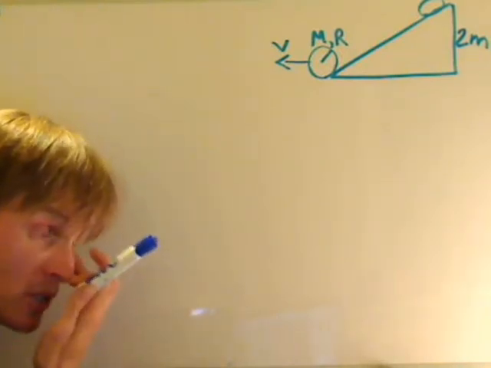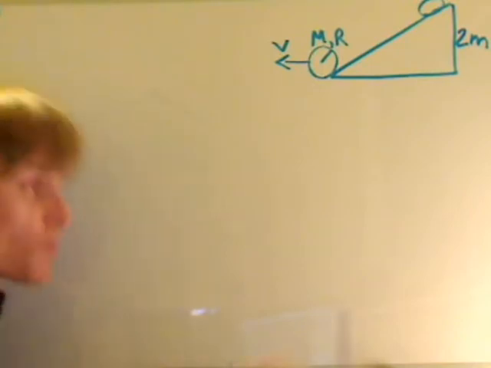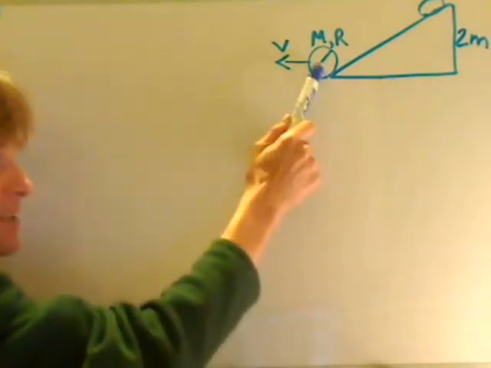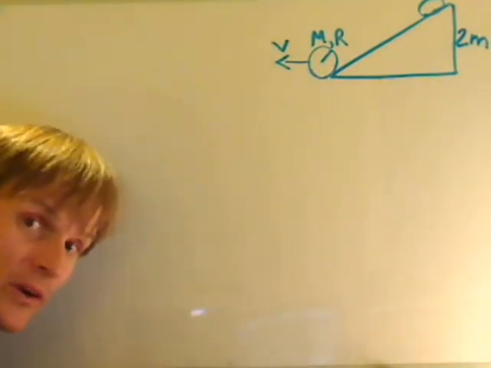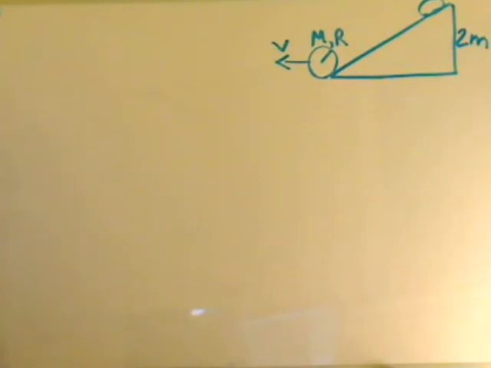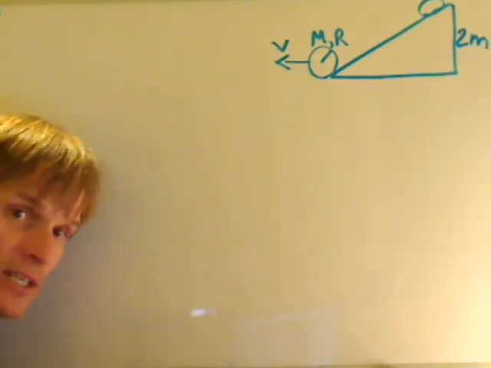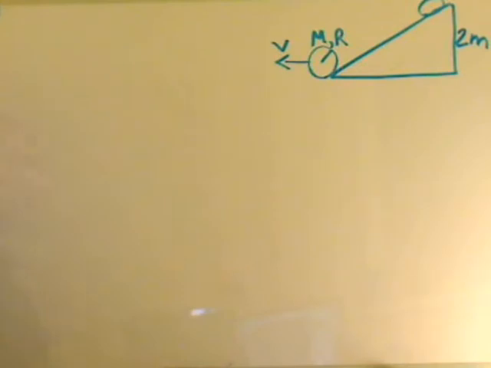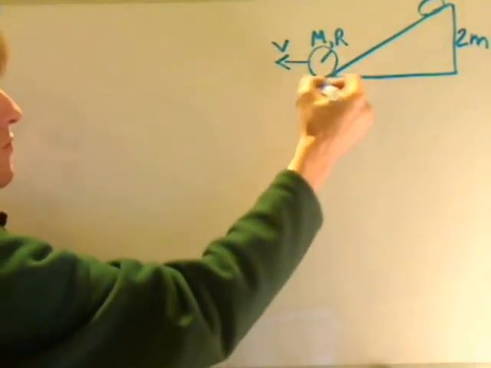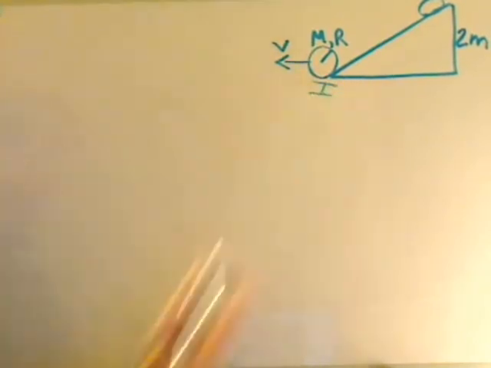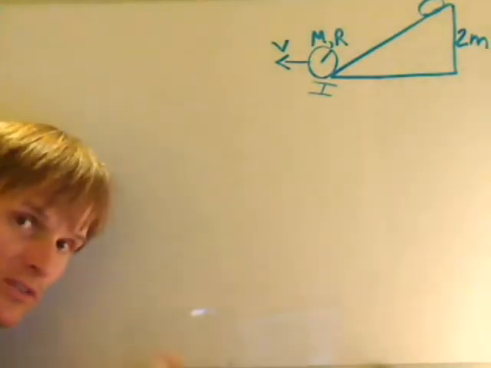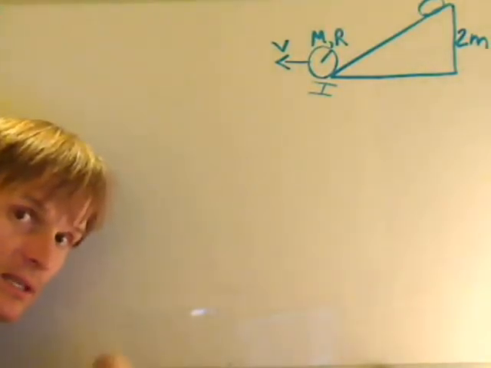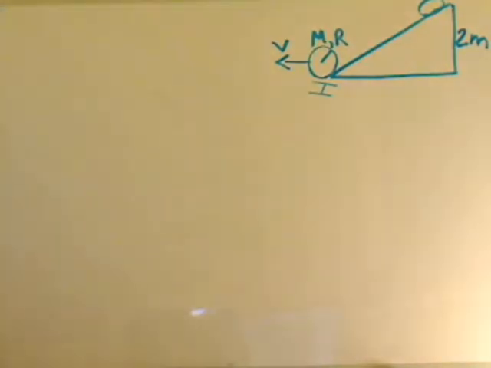Well, in answering that question, basically, what we're going to do is calculate which one is the fastest at the bottom. Since they start from rest, the one that's going the fastest at the bottom must be the winner. So let's go ahead and do this problem. We're going to do it for a general rolling object with mass m, radius r, and therefore moment of inertia I. We're going to solve the problem, and then plug in the moments of inertia of our various objects.